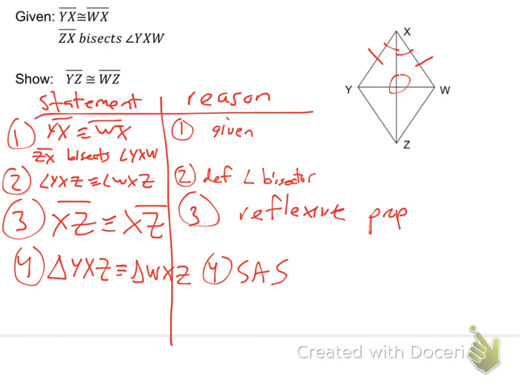We're not done because now we can state our last statement. YZ is congruent to WZ. And our reason for this? CPCTC. And you are done.